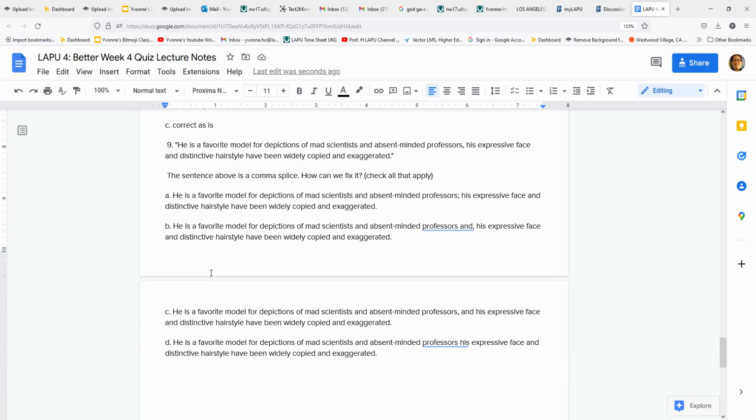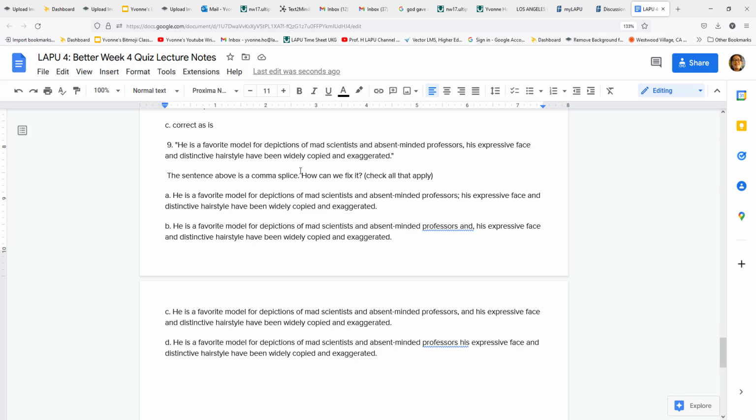Number 9, he is a favorite model for depictions of mad scientists and absent-minded professors. Comma. His expressive and distinctive hairstyle have been widely copied and exaggerated. The above is a comma splice. How can we fix it? And so here we have an unnecessary comma. So that is a comma splice.